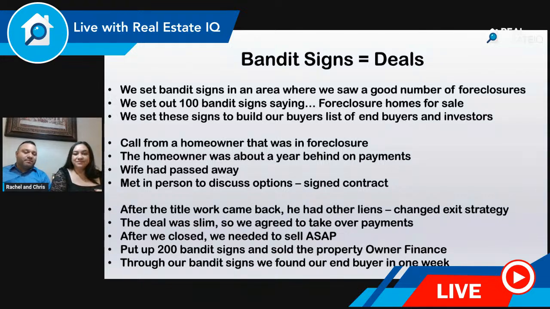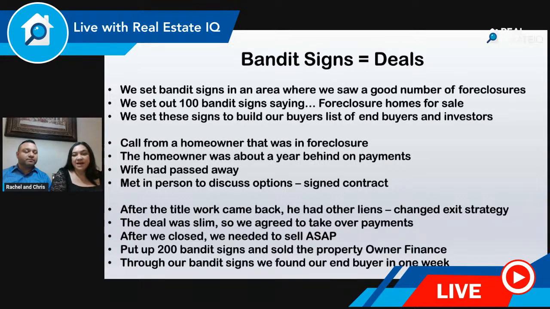These are just quick points of the deal, how it came about, how it closed. So this is an example that bandit signs do work. We set up bandit signs in an area where we saw a good number of foreclosures. We used Real Estate IQ and determined we wanted to put up bandit signs in this area. So we set out 100 bandit signs saying foreclosure homes for sale.